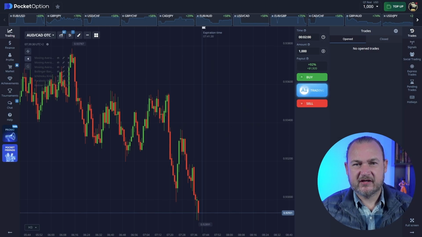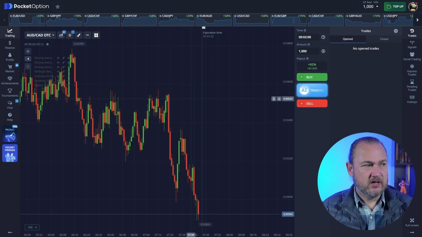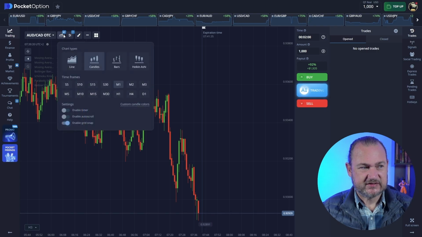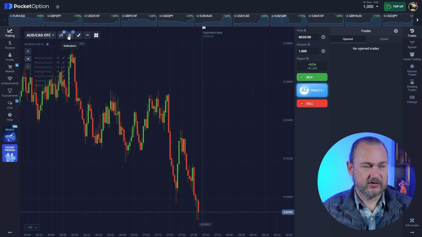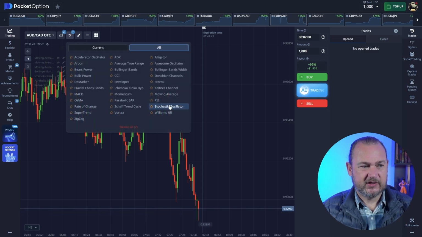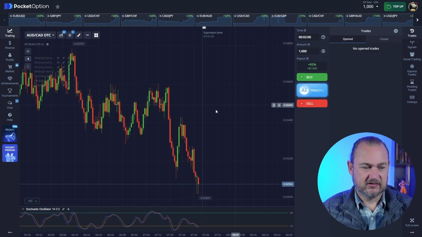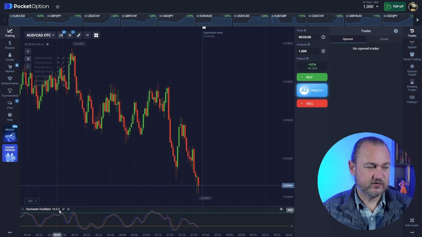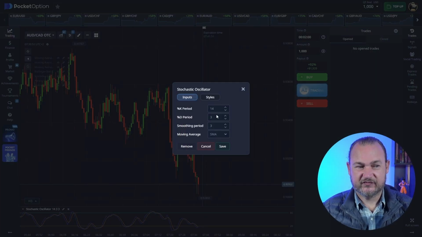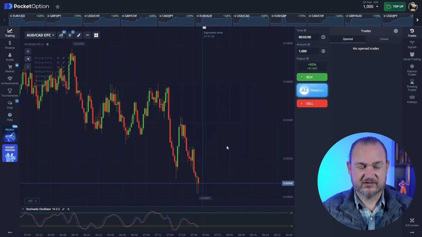Okay, before we start trading, we need to set up our platform. We're going to be trading on 1 minute candles today, so make sure that your candle period is set to 1 minute. And we're going to do 2 minute expiry trades on this. Next up, let's add our indicators. First indicator we're going to add is our trusted stochastic oscillator. We're not going to make any changes to it. We're going to leave it on default settings. The default settings is 14, 3, 3 and the moving average is a simple moving average. We're going to leave it as it is.